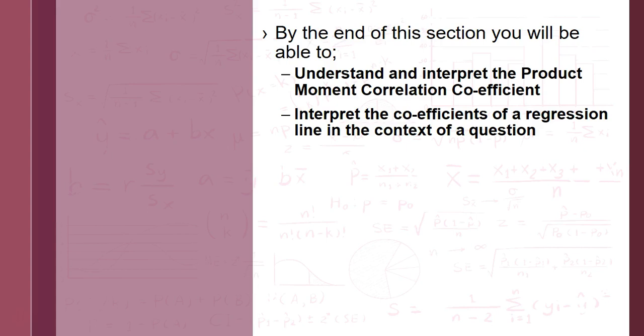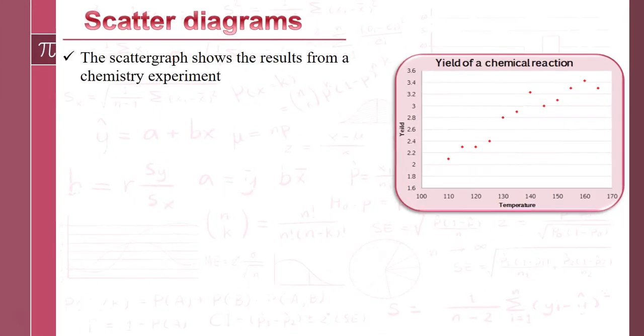You should have done some work on scatter graphs in Year 1, so what we're going to do is just extend that a little bit further in Year 2. So here we go. Let's say we've got results from a chemistry experiment. What we've got is the yield of the chemical reaction at different temperatures. And clearly you can see there, as we increase the temperature at which the reaction occurs, we're going to get more of a yield.